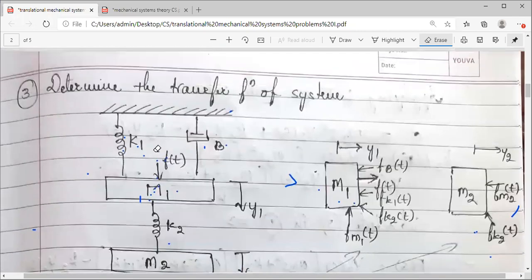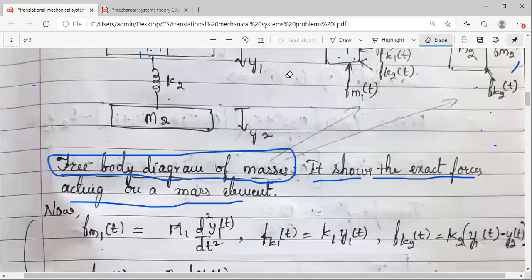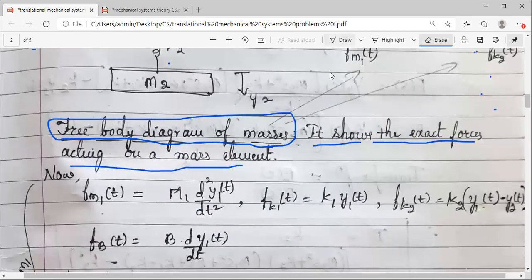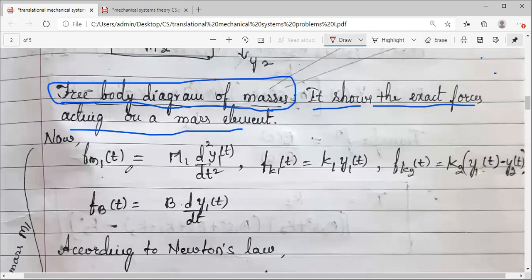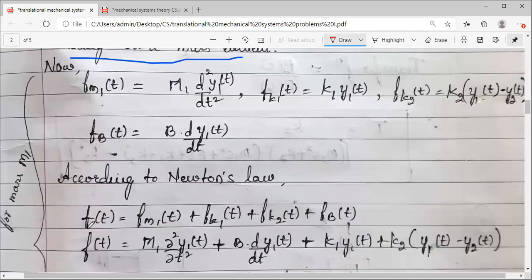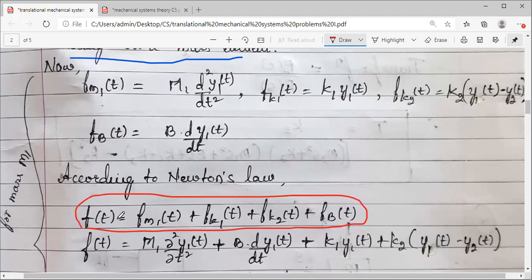Now coming to this figure, for mass m1, let me write the equation. Okay, applied force is F of t. So what I will do, individually I have written first and then I have written the equation. Okay, sum, this F of t, the applied external force, is equal to all the opposing forces, Fm1, Fk1, Fk2 and Fb. So totally 5 forces. If you take the sum, it is equal to 0.